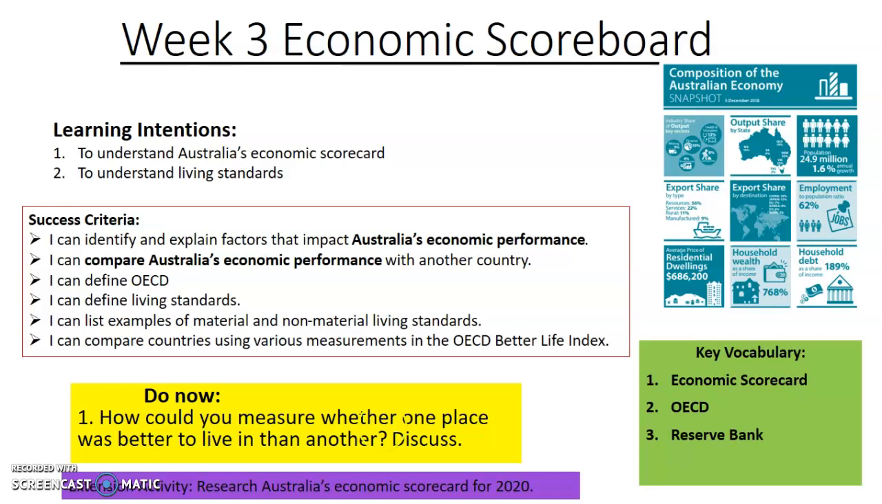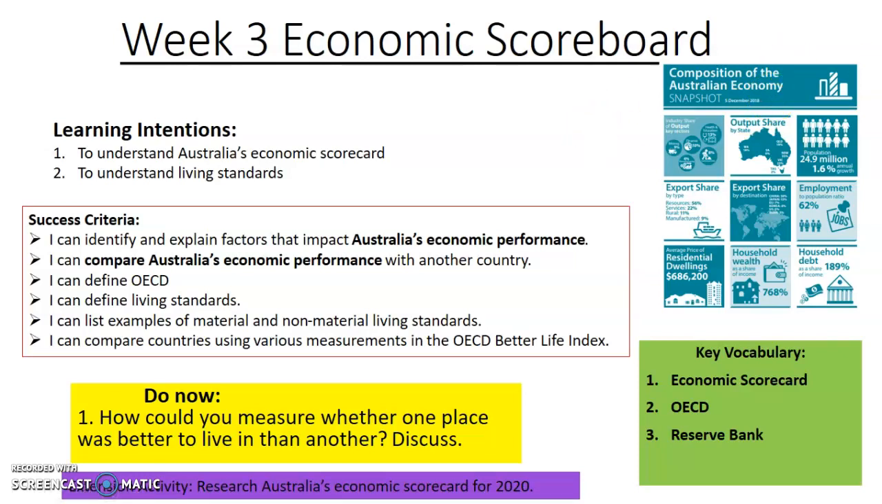Now we are going to cover the key vocabulary here: economic scorecard, OECD, and Reserve Bank. Reserve Bank is a very important bank. It is the bankers' bank. We'll talk more about that later on today. And the composition of the Australian economy. So what is our economy composed of?